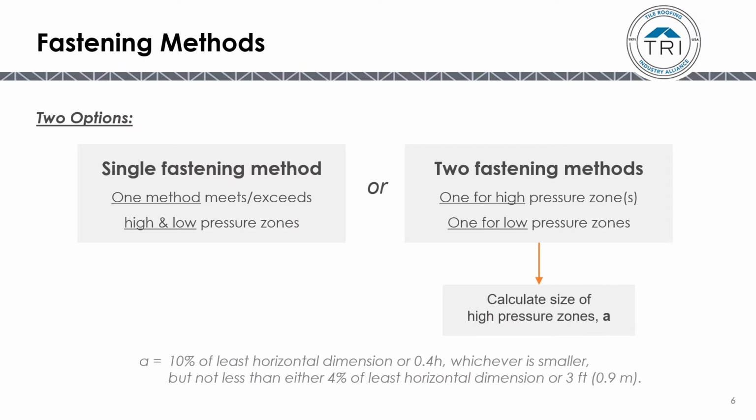When looking at the whole roof and the roof zones, there's 2 options. The first option is the single fastening method, which is you use one fastening method for the entire roof that meets or exceeds both the high and low pressure zones. The other method is the 2 fastening method, where you use one method of fastening for the high pressure zones while using another method of fastening for the low pressure zones. To do this, you need to calculate the size of the high pressure zone, which is in the formula for A. That is covered in another class, but it has to be calculated for you to use the 2 fastening method.